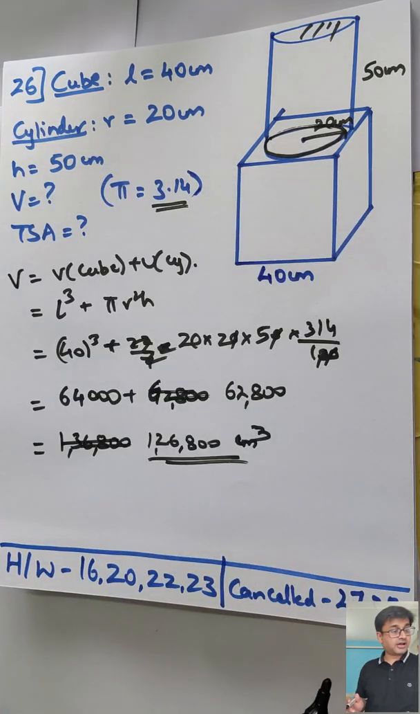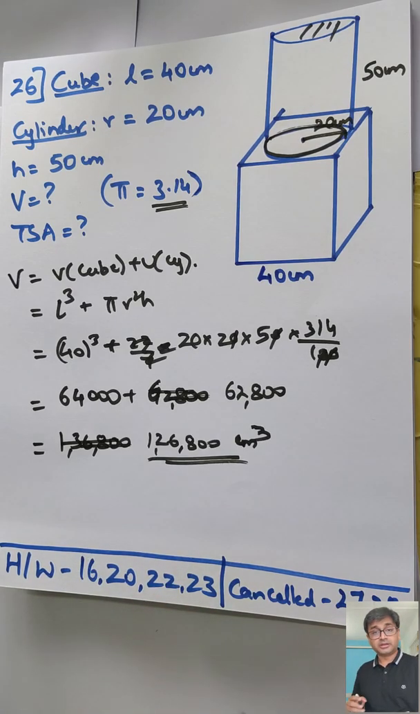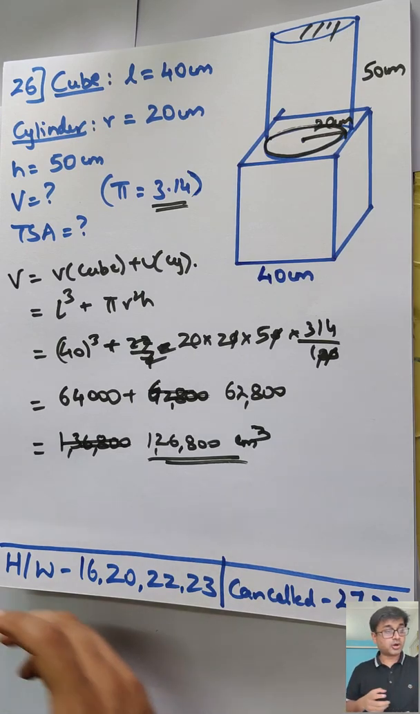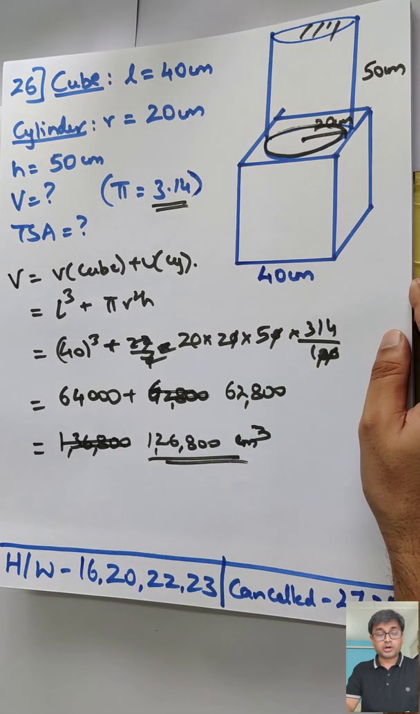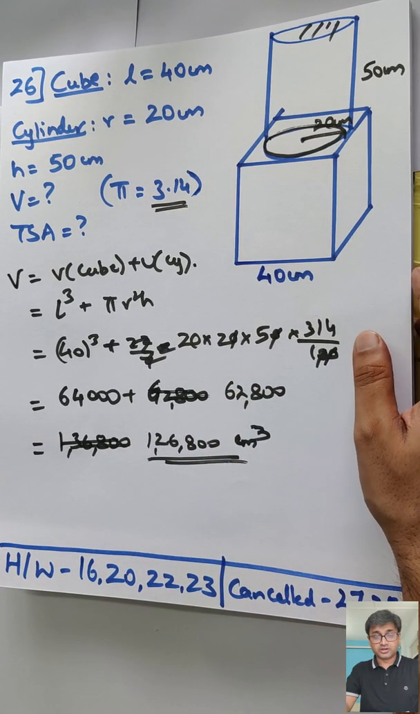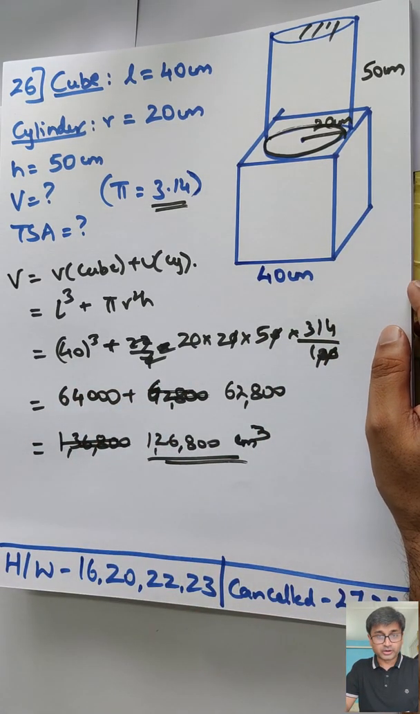Sums that are cancelled are written here, 27, 28, ignore them. Homework: 16, 20, 22 and 23 is what I want you to do as your homework. Please do them honestly, you will get good practice then. Until the next video, when we go on with exercise F and G, because till E we have finished, only 2 more exercises which I will try and do very quickly.